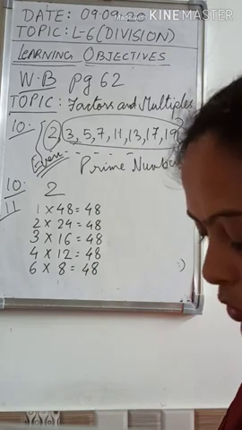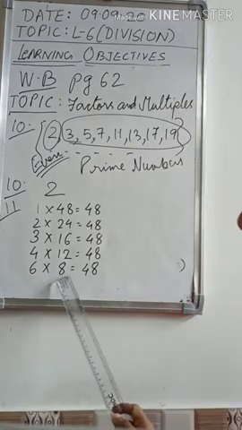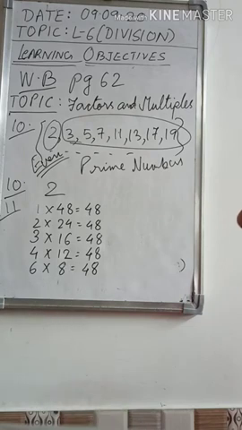In the table of 7 we don't get it. In the table of 8 we get it, so already we have written for 8. In the table of 9 we don't get it. So these are the factors of 48.